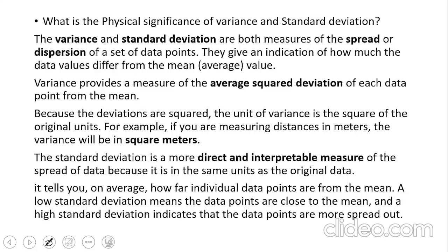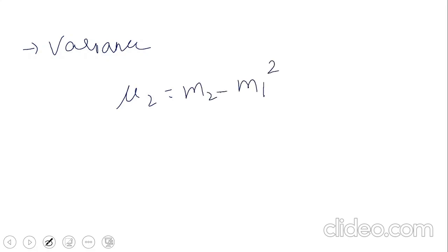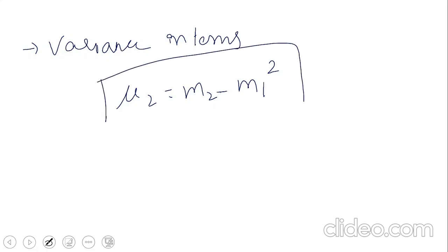And some more points on how we represent variance. One more question: the relation of variance. We are having mu 2 is equal to m2 minus m1 squared. That is the relation between the central moments and moments about the origin. Represent variance in terms of the moments about the origin, or the relation between them, they may ask like that. You remember this formula, it is also very important: mu 2 is equal to m2 minus m1 squared.